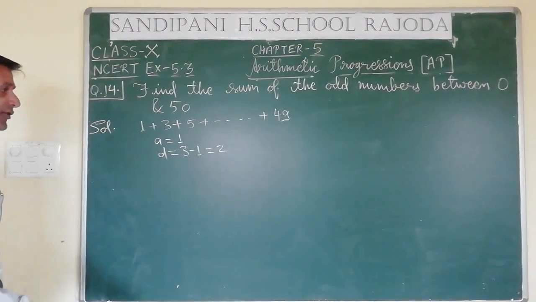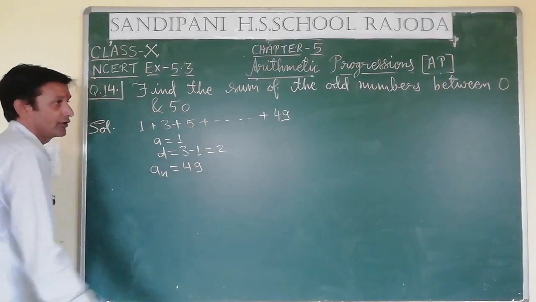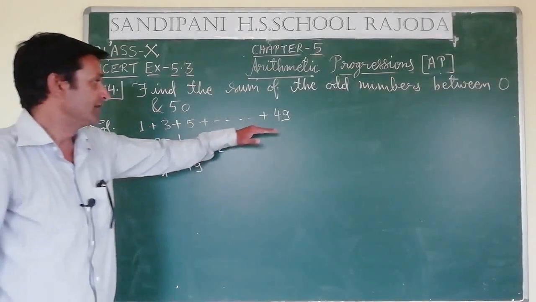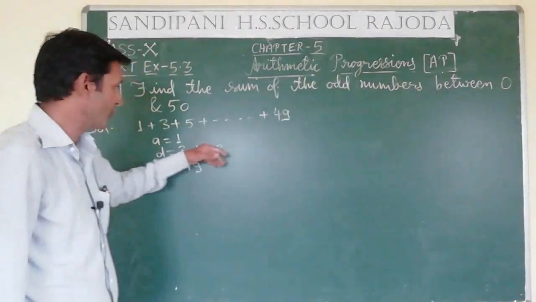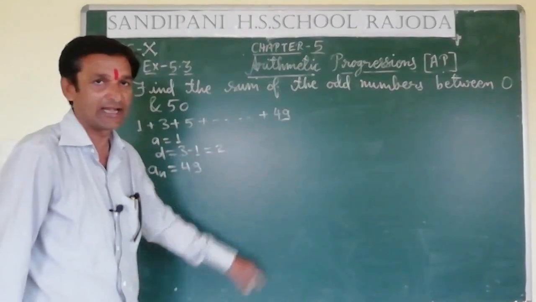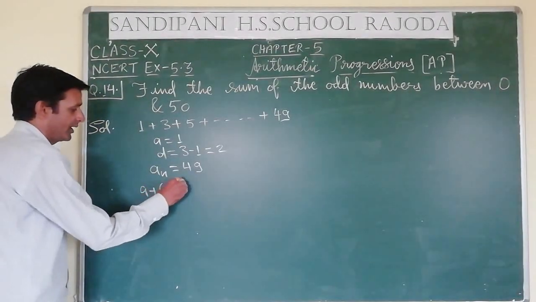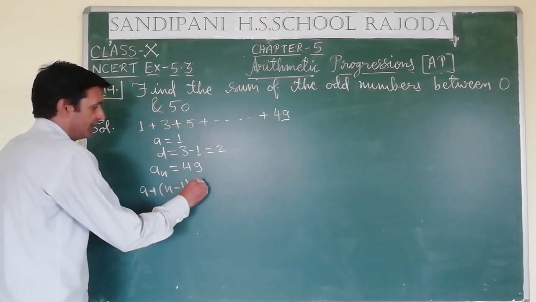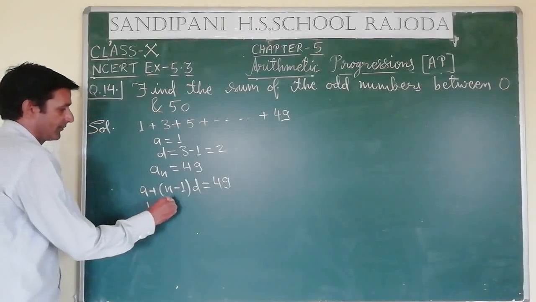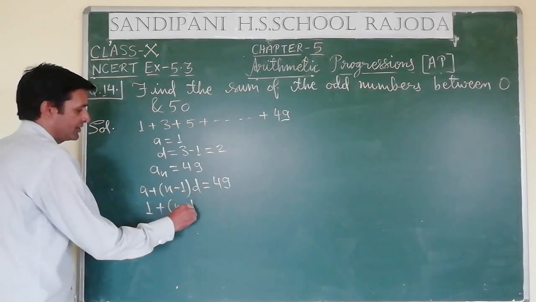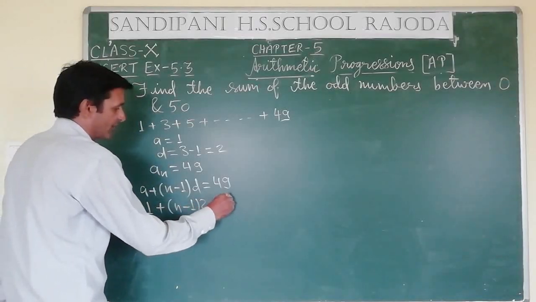And now what we have to do? We have to take a n as 49, because we have to determine the value of n here. यहाँ पर हमको n निकालने की ज़रूरत लगेगी क्योंकि इसमें कितनी टर्म्स हैं वो हमको कैसे पता चलेगा? a n इज इक्वल टू 49 लेकर के. सो a प्लस n माइनस 1 इंटू d इज इक्वल टू 49. वैल्यू ऑफ a इज 1 plus n minus 1, because we have to find the value of n, and d is 2. So it will be equal to 49.